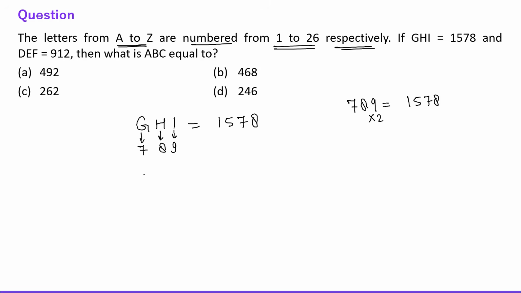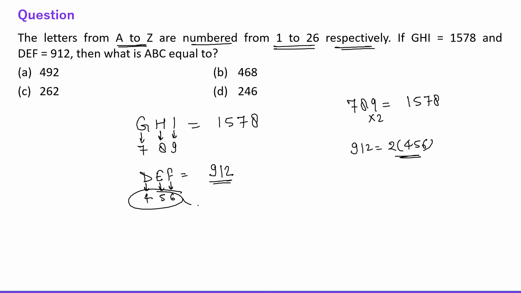After that, D, E, F. D is what? 4th alphabet. E is 5th alphabet. F is 6th alphabet. It is coded as 912. So again, 912 is twice of 456. So actually, this is getting doubled in the code. 789 doubled is 1578, and 456 doubled is 912.